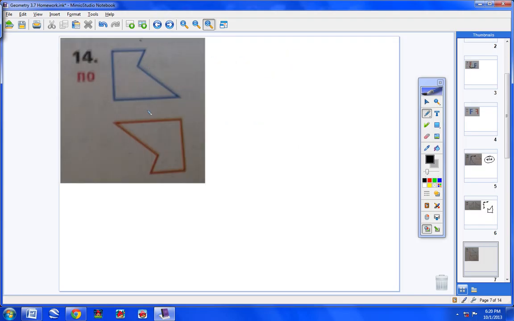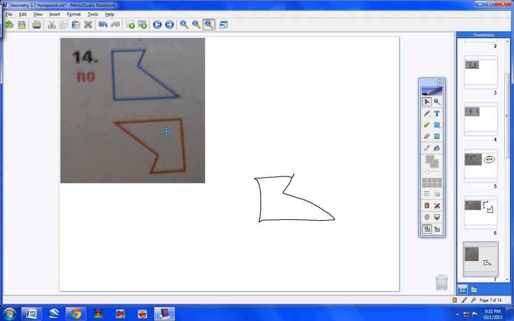Number 14, once again, no, here's the blue figure. Now if they would have taken this figure right here, the blue figure, and if they would have moved it here and here and here, up and down like that, that's totally fine.